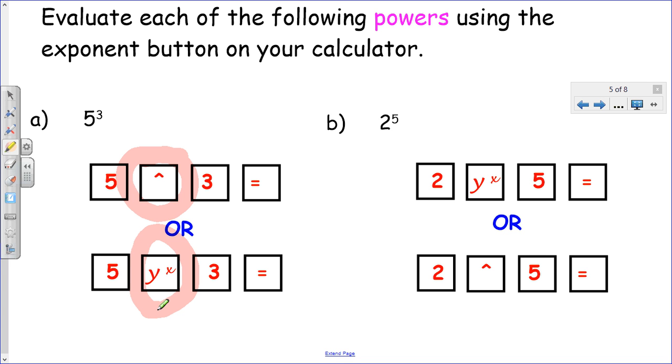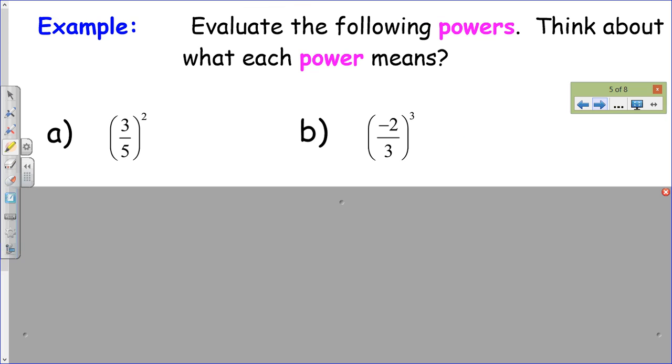So again, you're going to put the base in first, so 2, and then you're going to use either y to the x or the little hat button, and you're going to put the exponent of 5 in and hit equals, and you should end up with an answer of 32. Now what we see here is a little bit different.